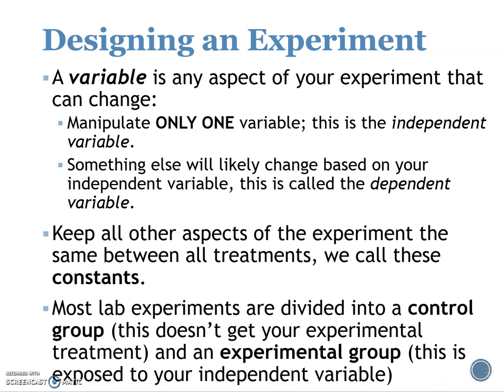The independent variable is the thing that you as the experimenter have decided to change from one treatment to the next. So if you want to think of it as the I in independent, I, the researcher, am changing it. That's a good way to remember. The dependent variable is what changes in response to the thing you decided to change. This is probably going to be, what are the results of your experiment? What data are you collecting?